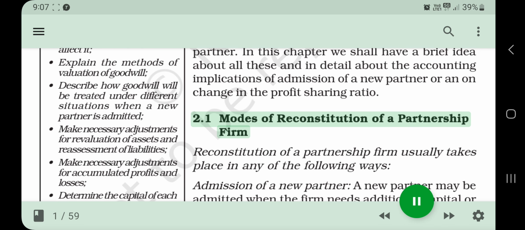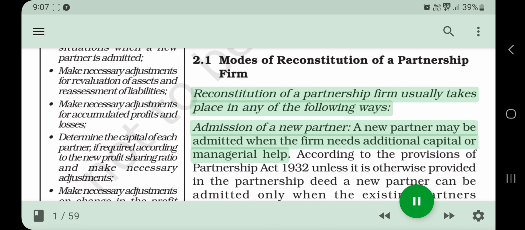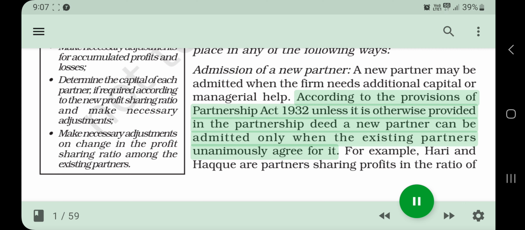2.1 Modes of reconstitution of a partnership firm. Reconstitution of a partnership firm usually takes place in any of the following ways. Admission of a new partner. A new partner may be admitted when the firm needs additional capital or managerial help. According to the provisions of the Partnership Act 1932, unless it is otherwise provided in the partnership deed, a new partner can be admitted only when the existing partners unanimously agree to it.